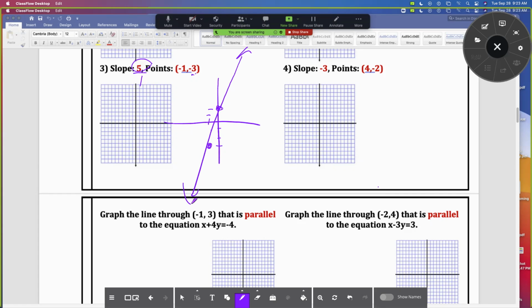Let's go ahead and see what that looks like with number 4. My point 4, -2. Here is 1, 2, 3, 4. -2 can be located right down here. Using the slope, -3 and 1, I'm going to put it over 1. Now that negative, does that mean it's going up or down? Yeah, so I'm going to go down 1, 2, 3 over 1, which is located right over here.